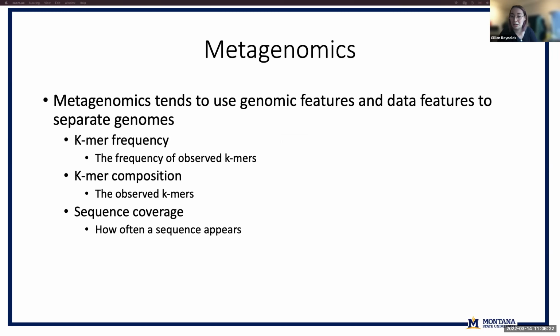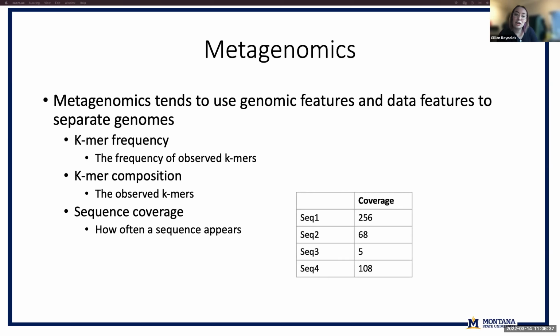The other very important feature that they utilize in metagenomics is sequence coverage. They do this because it gives them abundance information. For example, you would expect a highly abundant bacteria to have much higher coverage values than a lowly abundant bacteria. So there's an example of what one would look like on the screen.